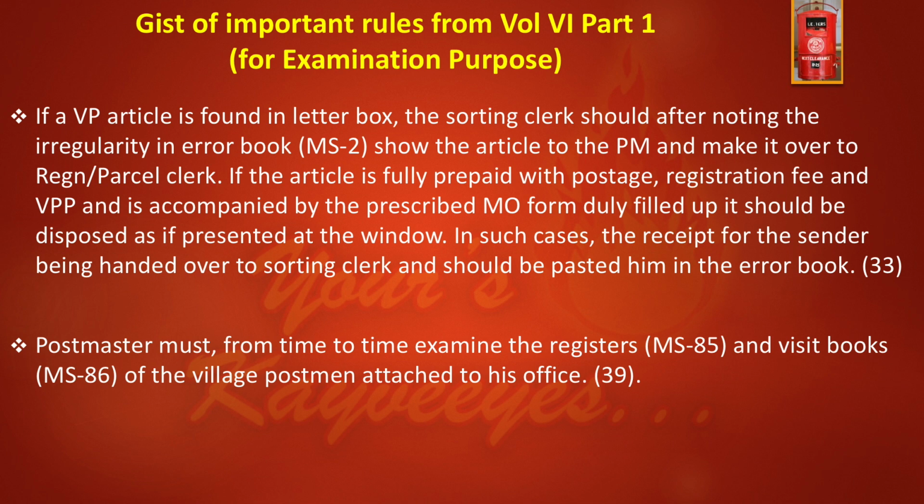If the article is fully prepaid with the postage, registration fee and also the VP charges, and is accompanied by a prescribed money order form duly filled up, it should be disposed of as if it is presented at the window. In such cases, the receipt for the sender is handed over to the sorting clerk, and the sorting clerk should paste it in the error book. This is under Rule 33.